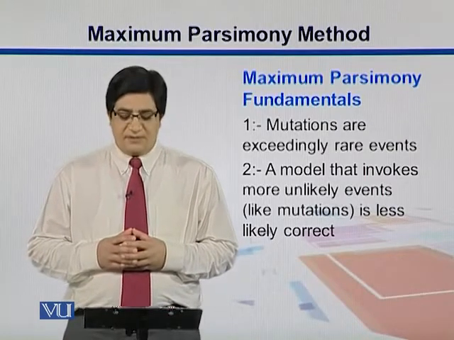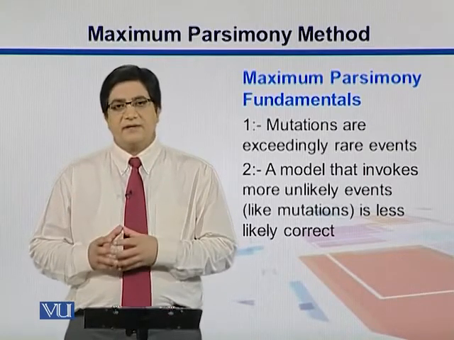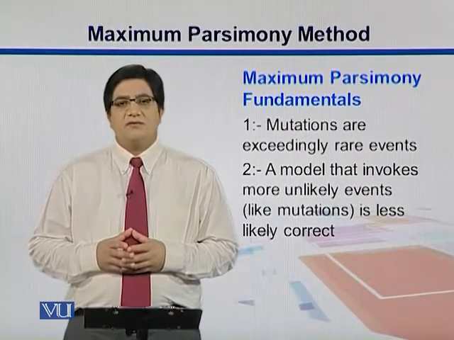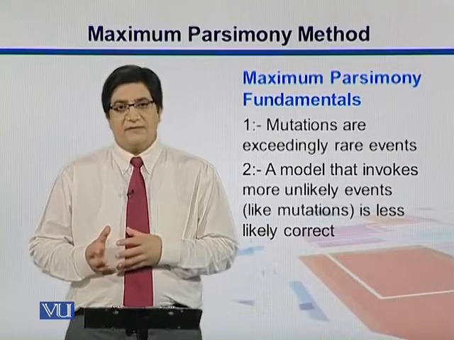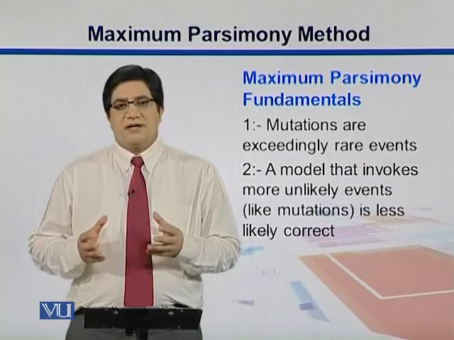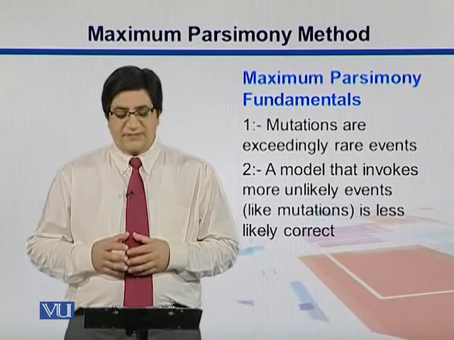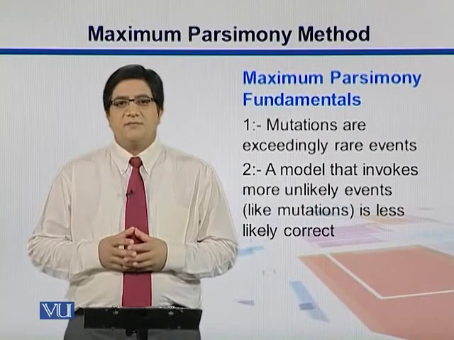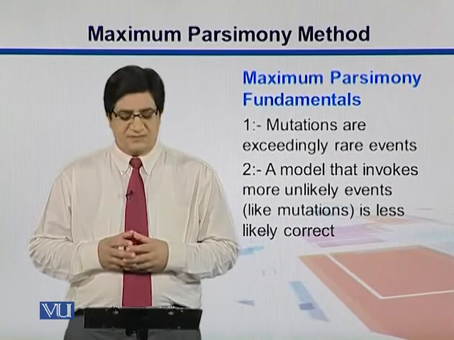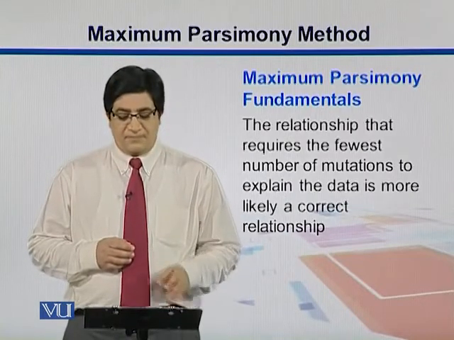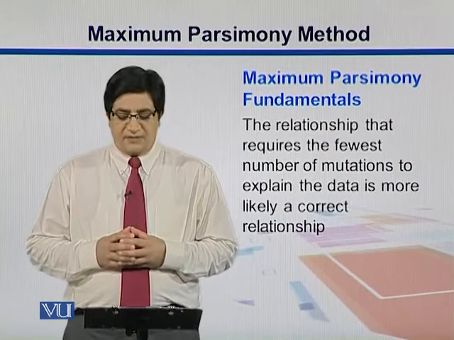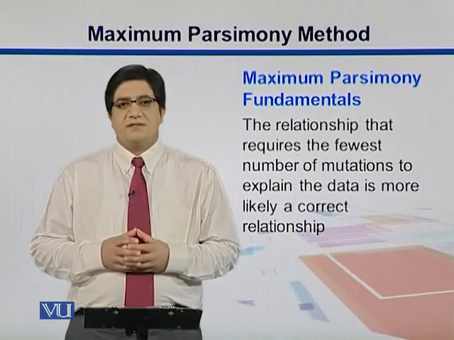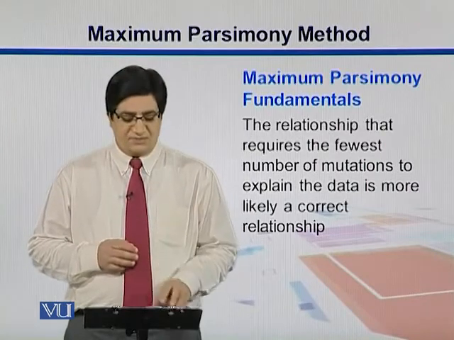Number one is that mutations are exceedingly rare events in nature, and number two is that a model that invokes more unlikely events, like for example one that shows more mutations, is less likely correct. So a correct model should have minimum mutations or minimum changes in it. So the relationship that requires the fewest number of mutations to explain the data is more likely the correct relationship.